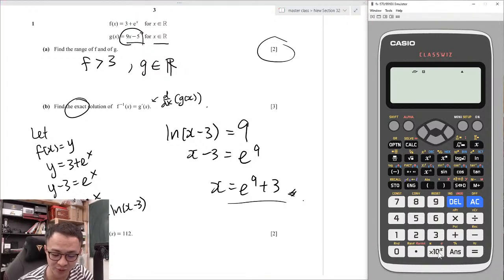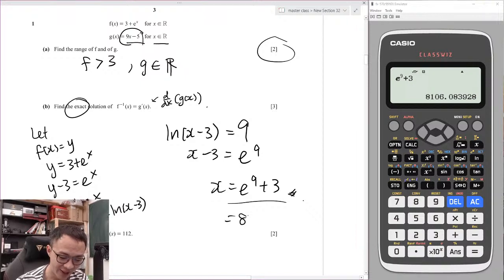A lot of you will try to use a calculator and do e power of 9 and so on. That one is not the exact form. If you say, okay, maybe I can write 8106, then you get it wrong, because this is not the exact form. For the exact form, you must leave it as e power of 9 plus 3.